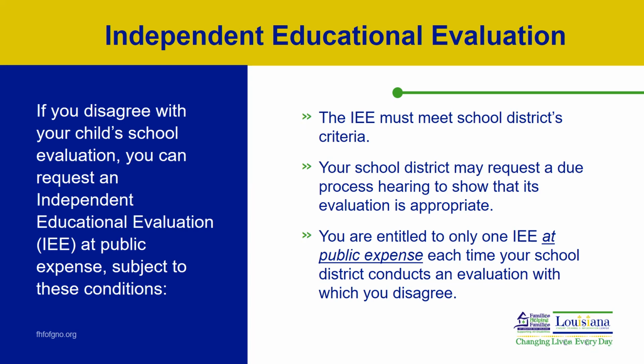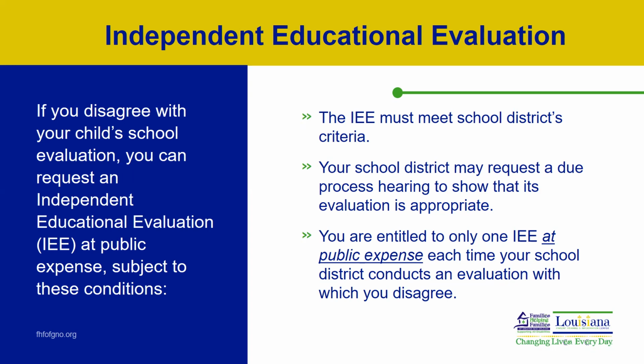You have the right to an IEE of your child at public expense if you disagree with an evaluation of your child obtained by the school district, but there are some conditions. The first condition: if you request an independent educational evaluation of your child at public expense, then your school district has to, without delay, either file a due process complaint to request a hearing to show that its evaluation was appropriate, or they have to provide an IEE at public expense.